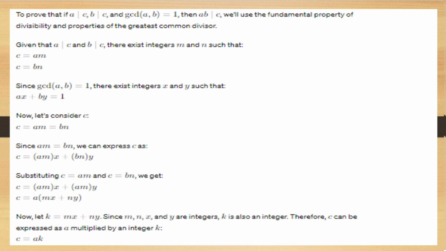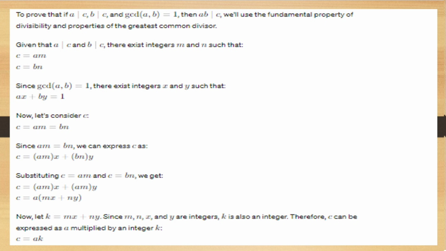Since the greatest common divisor of a and b is equal to 1, there exist integers x and y such that a times x plus b times y is equal to 1. Now let's consider c. c is equal to a times m, which is equal to b times n. We can express c as c is equal to the quantity a times m times x plus b times n times y.